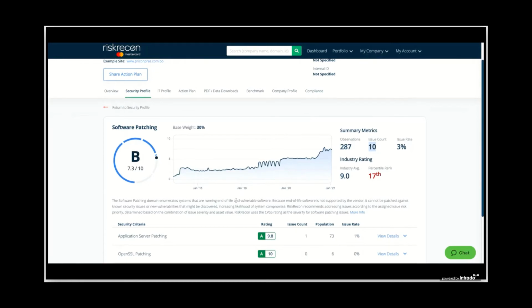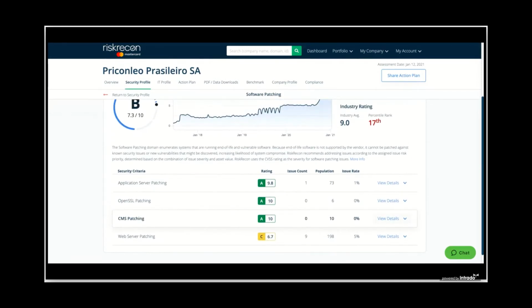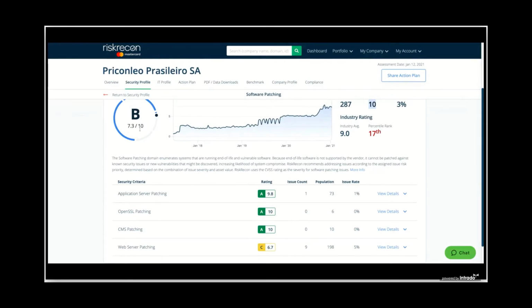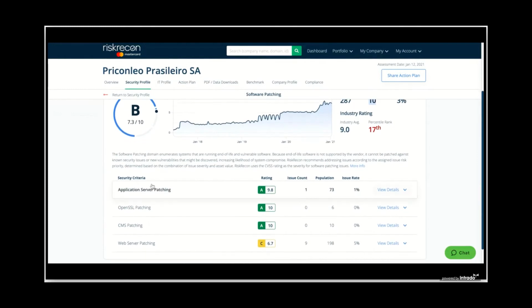As I want to grow my understanding of what's driving that, as I mentioned before, the ratings you're seeing in RiskRecon, in this case the 7.3 out of 10, are driven by the issue rate in the underlying criteria along with the risk level of issues. It looks like on application server, OpenSSL, and CMS patching, which are 3 of the 4 security criteria within software patching, this organization is doing a reasonably good job.